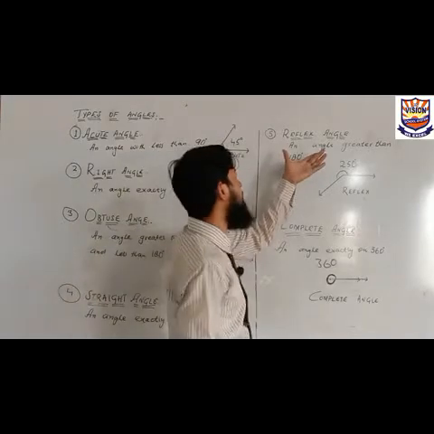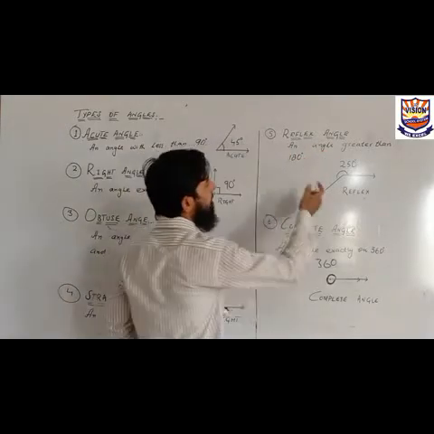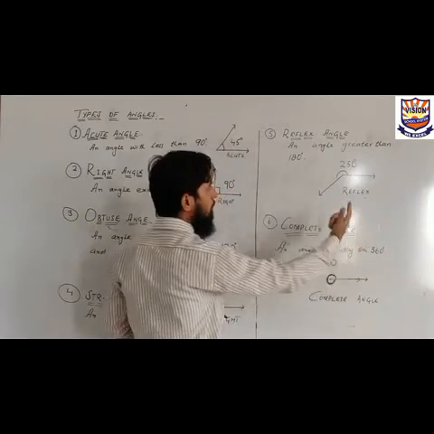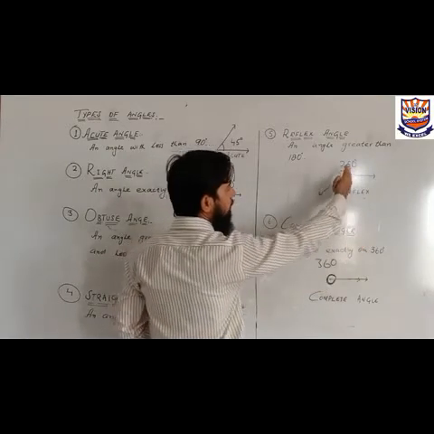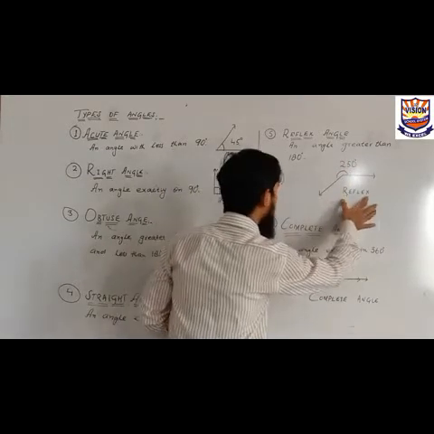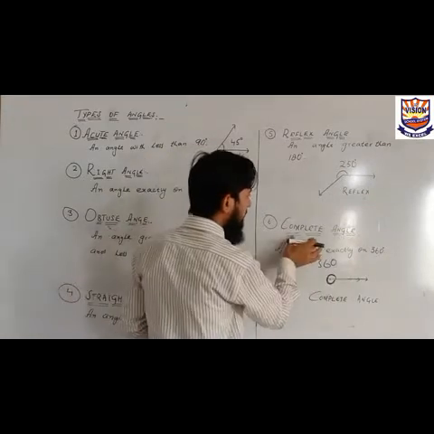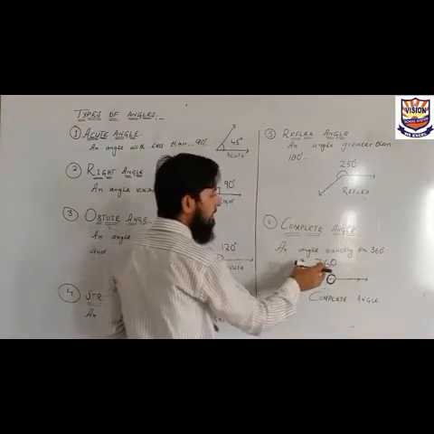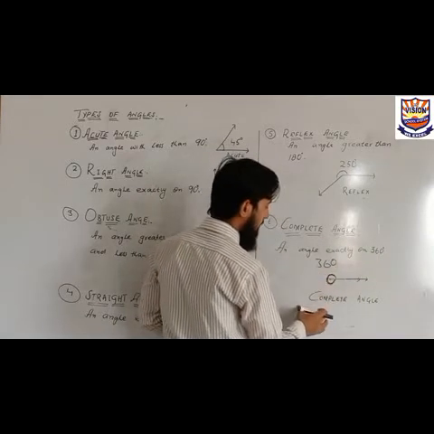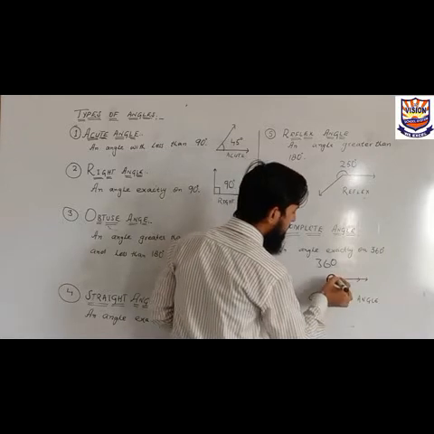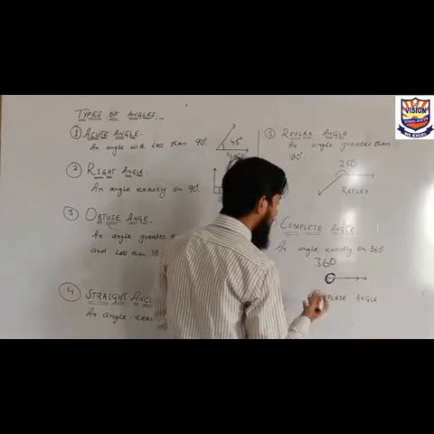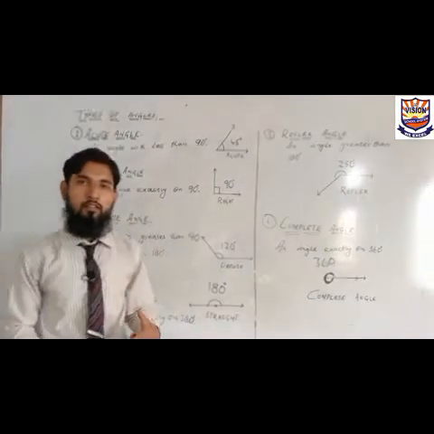Now the fifth one is reflex angle. An angle greater than 180 degrees is called reflex angle. For example, angles of 200 degrees, 250 degrees, and 300 degrees are called reflex angles. Now the last one is complete angle. An angle exactly of 360 degrees is called complete angle, or the complete rotation of an angle is called complete angle. Now we know the types of angles.